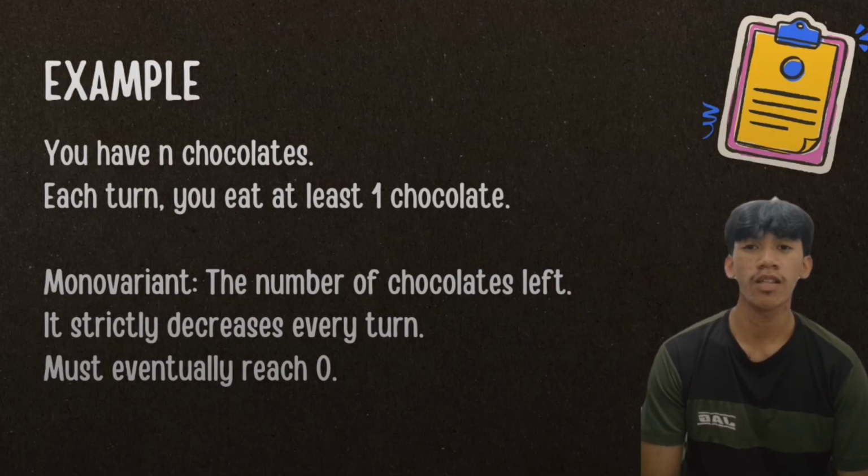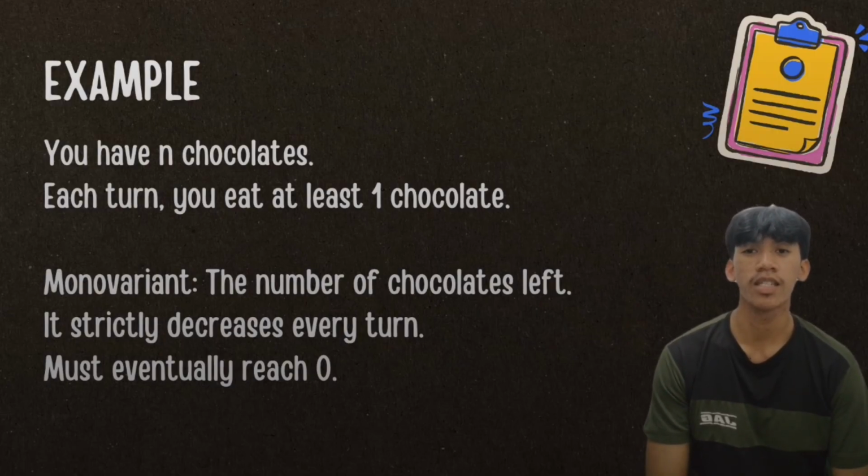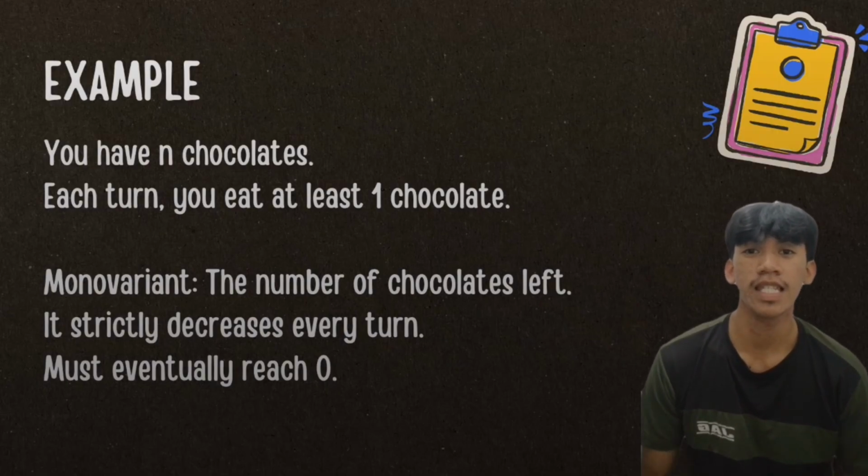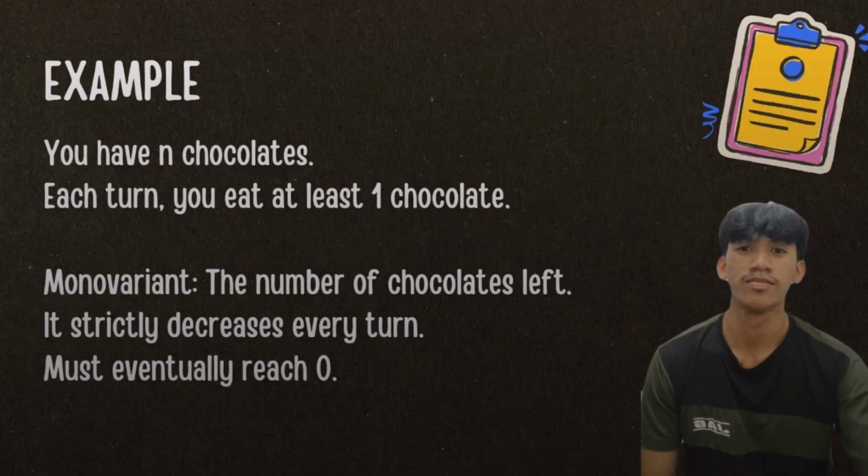The answer is the number of chocolates left. This number is a monovariant because it strictly decreases every time you eat. It can never increase because you can't magically add chocolates back. Eventually, it must reach 0.